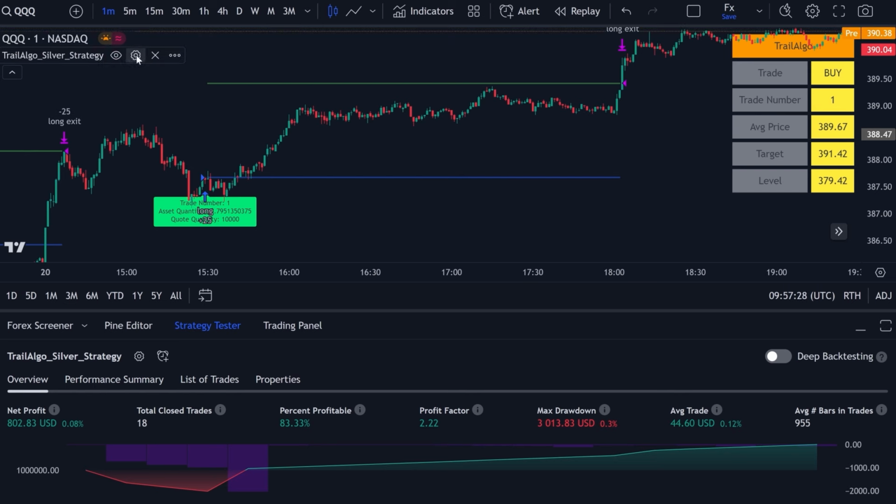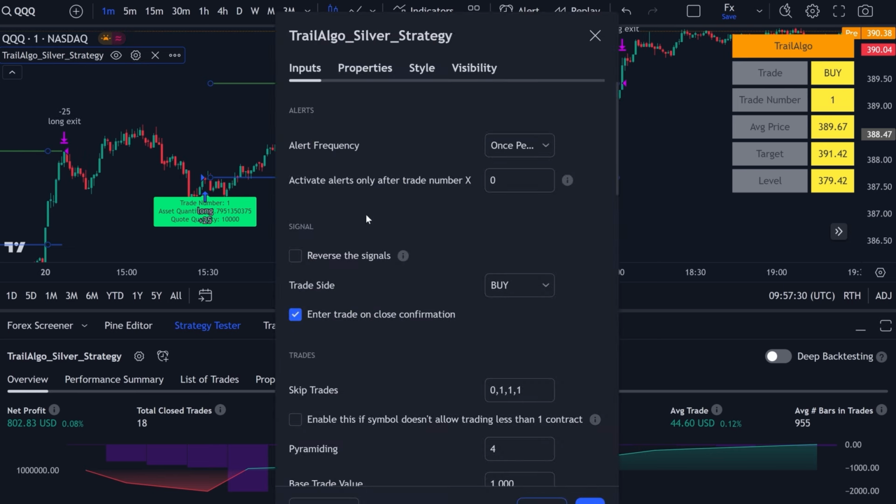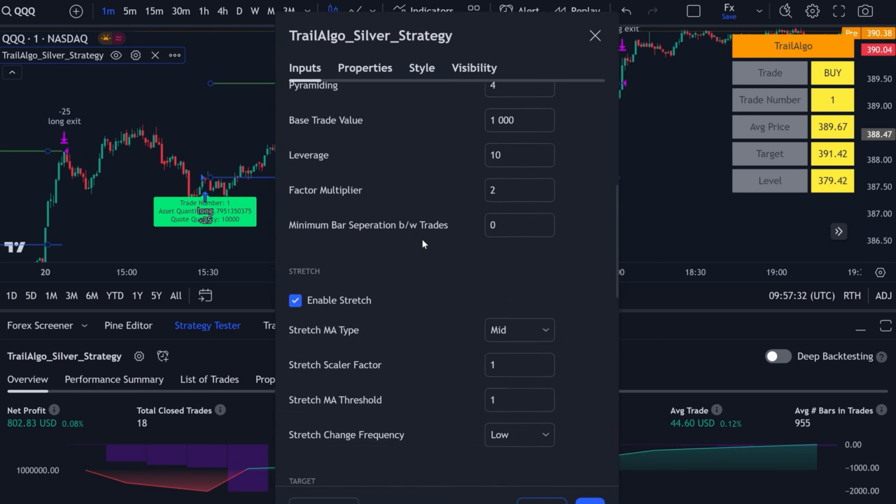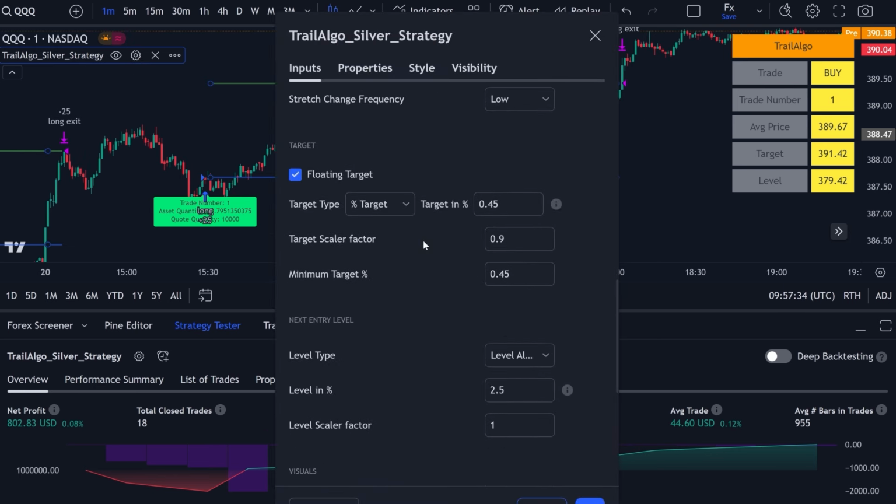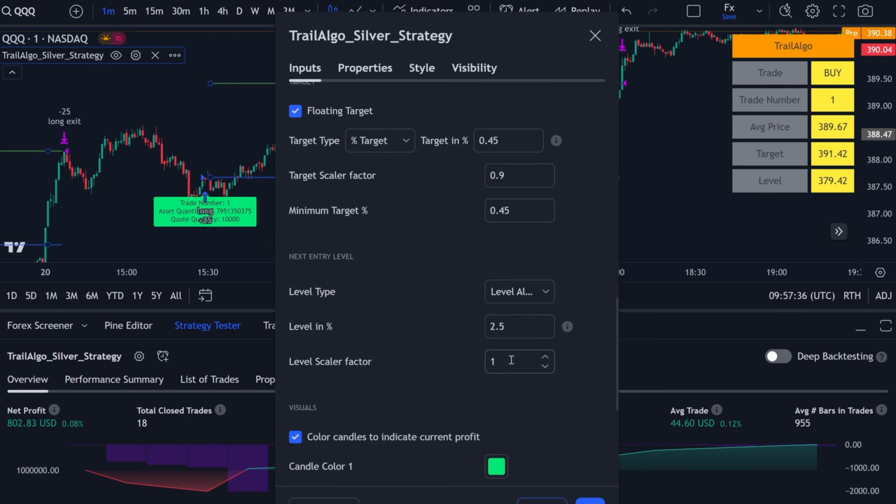Click on the settings icon over here. One such parameter to consider is the level scaler factor, a crucial element influencing the frequency of trades. A subtle tweak to this factor can significantly impact trading outcomes. Let's change it to 0.8.